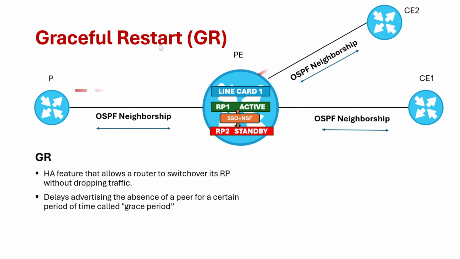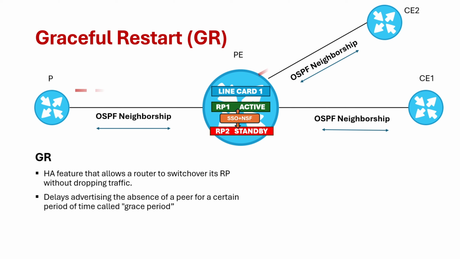Okay, so I was saying GR refers to the capability of the control plane to delay advertising the absence of a peer for a grace period. This allows the failure or switchover of an RP to go undetected for a certain period of time. It ensures that neighboring devices temporarily retain routing adjacencies and routing information when the router control plane restarts. And to understand this, we need to understand the role taken by those routers.